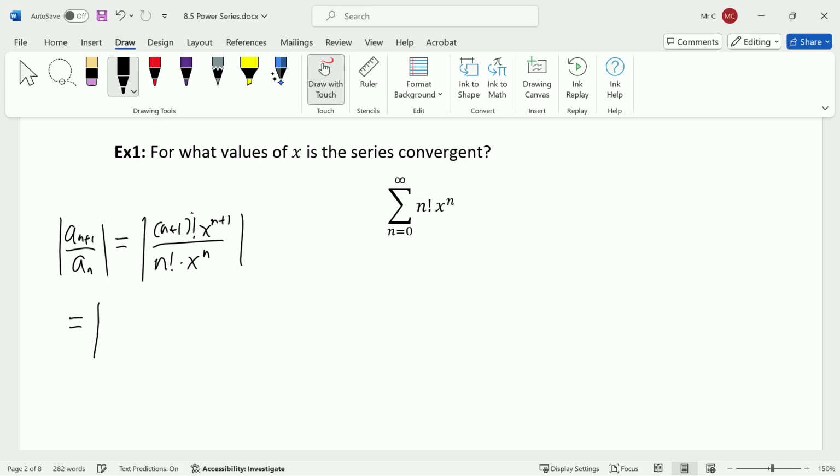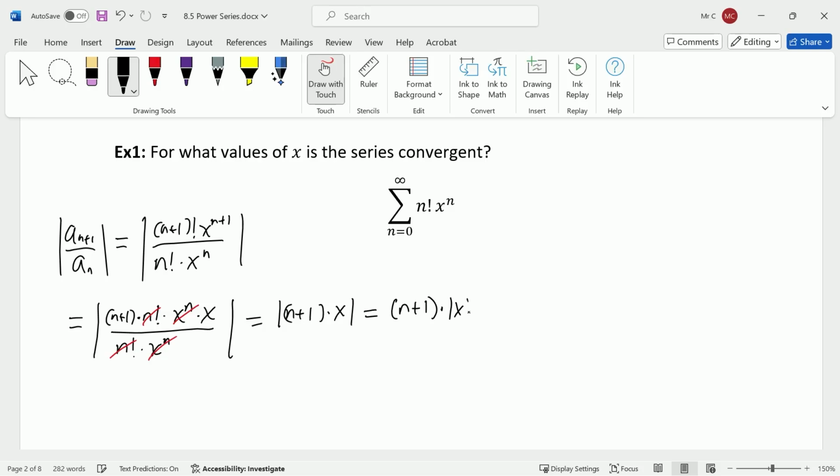So I split off from my n plus 1 factorial just an n plus 1 term, times x to the n plus 1 as x to the n times x, all over n factorial times x to the n. And now we can do some simplification. X to the n cancels, n factorial cancels, and we get left with the absolute value of n plus 1 times x. Now, n plus 1 is strictly positive, so I don't need to write the absolute value around that factor, but the absolute value of x is not, so we'll keep the x in the absolute value.